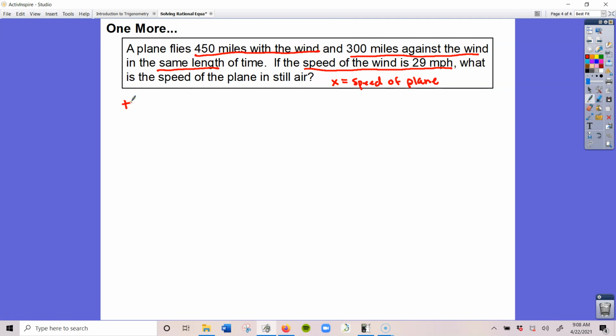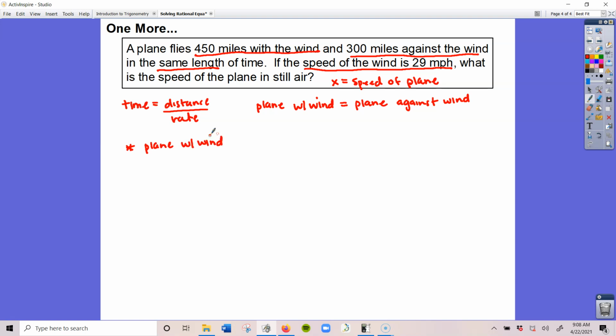So remember that time is equal to distance over rate or speed. In this case, we have here that a plane flying with the wind for 450 miles flies in the same time as it's flying against the wind. That is my verbal equation. So now I need an expression that represents with the wind and an expression that represents against the wind. So let's start with the wind.